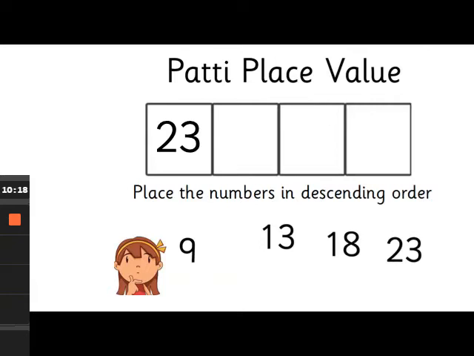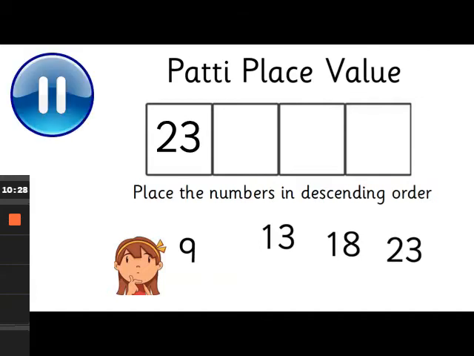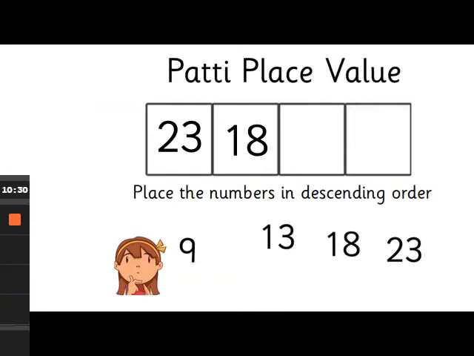Now you need to work out what number is going to go next. It's going to be smaller than 23 but bigger than the other numbers. Pause the video and write down your answer. Brilliant, 18 is correct. It goes 23 and then 18. 18 is smaller than 23 because it's only got one ten, whereas 23 has two tens. But 18 is greater than 13 because it's got 8 ones and 13 only has 3 ones. 8 is greater than 3.